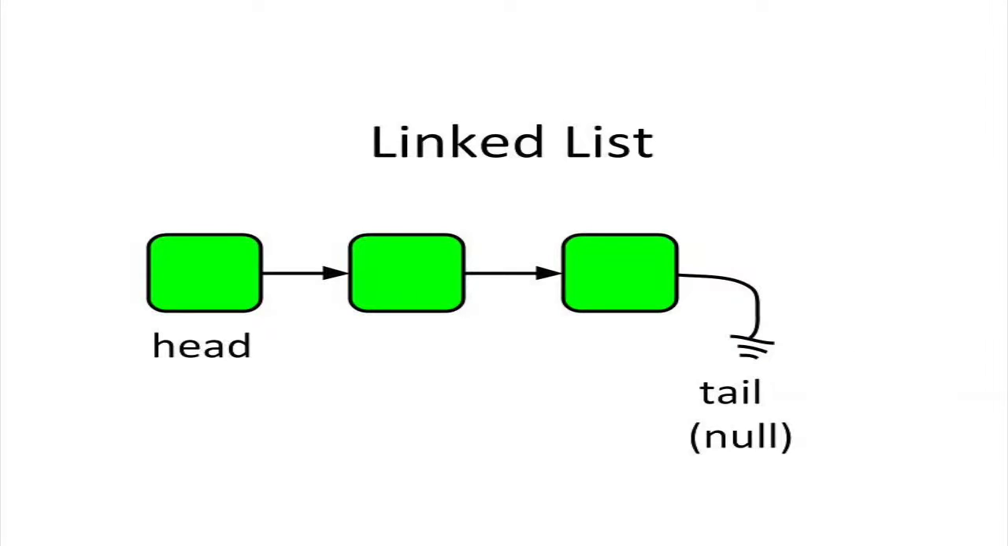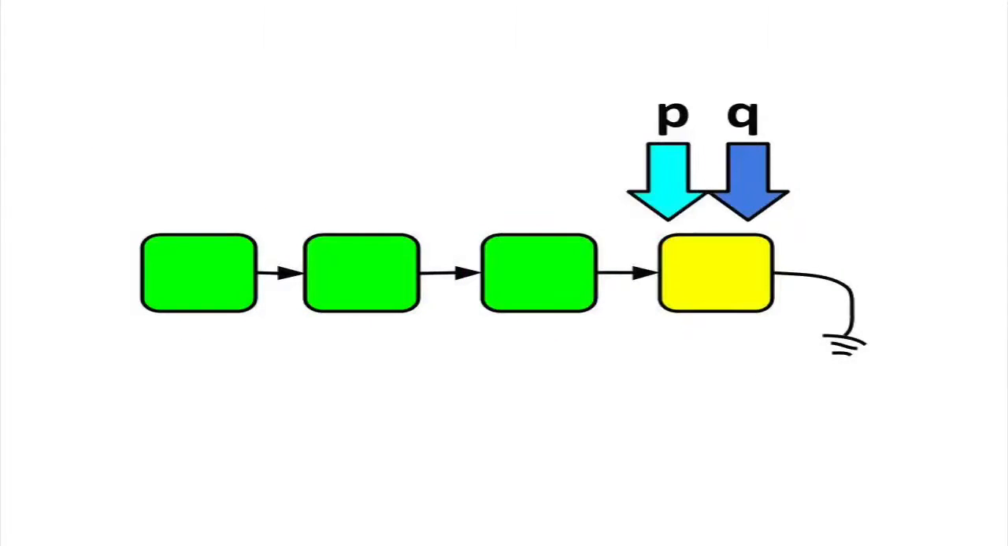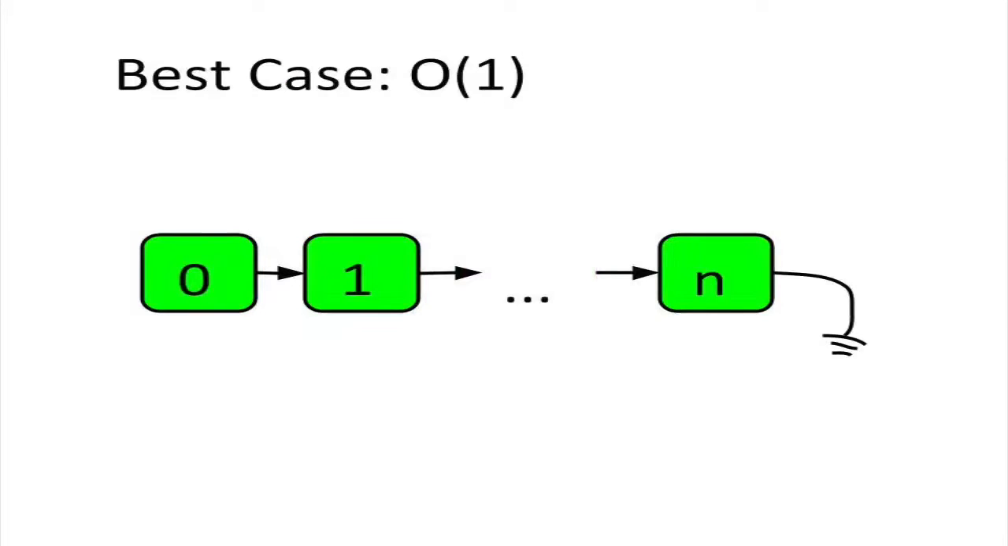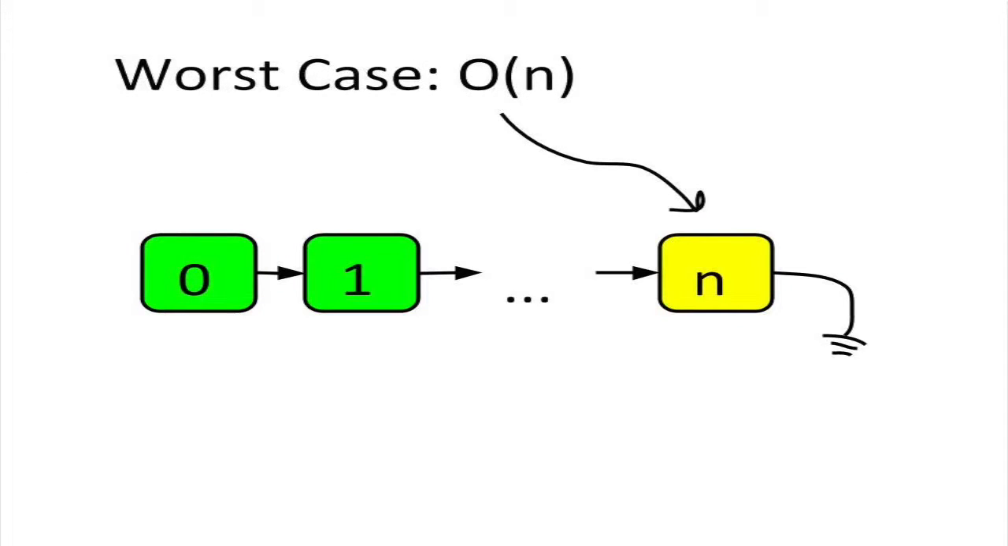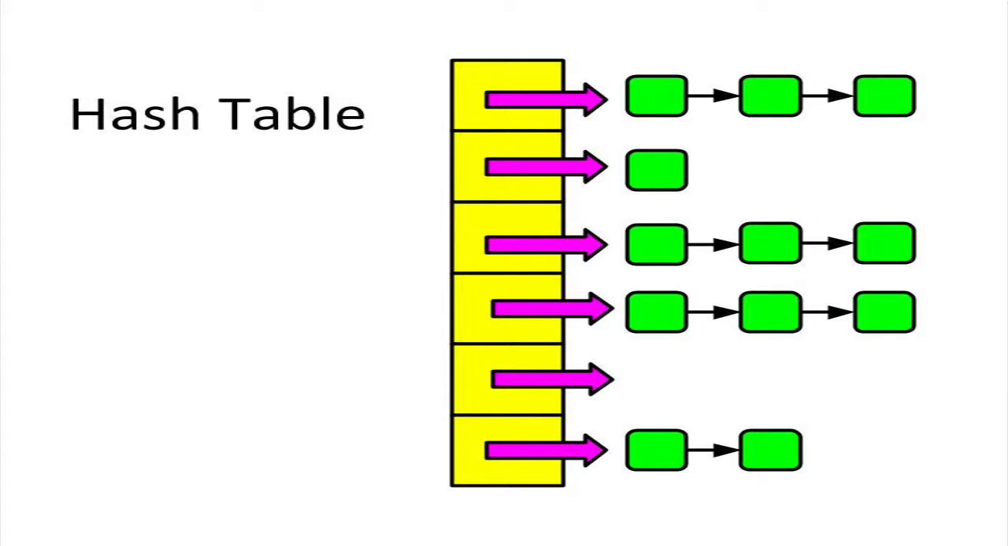Looking up elements in a linked list is a lot less efficient. You can't just directly access any node in the list. Instead, you have to traverse down the list until you find it. If the item you're looking for is at the front of the list, it's an O of 1 operation. If it's at the end, it's an O of n operation, where n is the total number of nodes in the list. So you can see that a linked list is horribly slow compared to an array. With the hash table, we get a compromise between the runtimes of an array and a linked list.